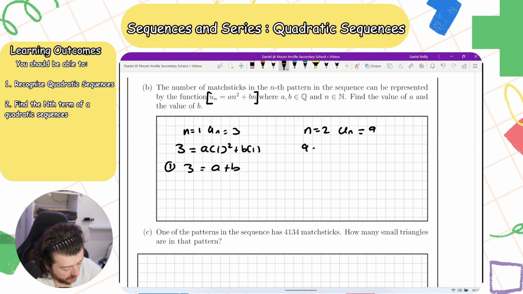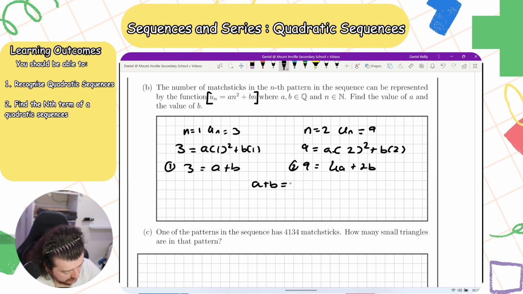So I'm going to have 9 is equal to a times 2 squared plus b times 2. Oh, sorry, did I say 2 here? So I meant a. So 4a plus 2b is equal to 9. So a plus b is equal to 3, and 4a plus 2b is equal to 9.